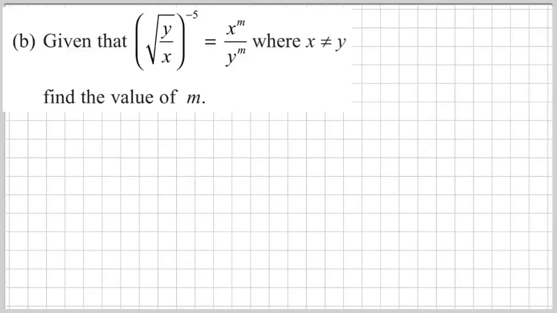Here we have an indices problem. Now, people found this very hard when I asked my class to do this, but it shouldn't be. I think probably the reason why people found it hard is because they got a little bit too caught up with all this stuff over here. I mean, just ignore it.